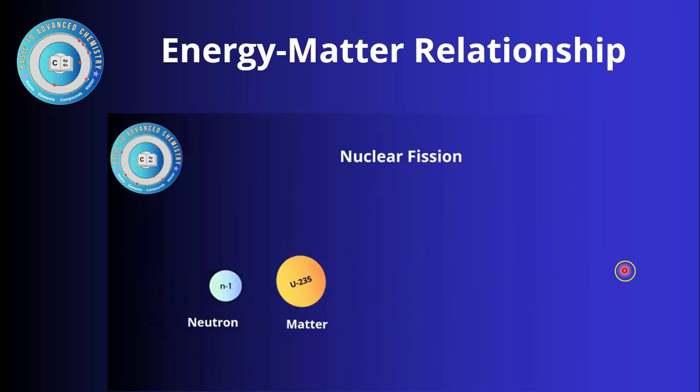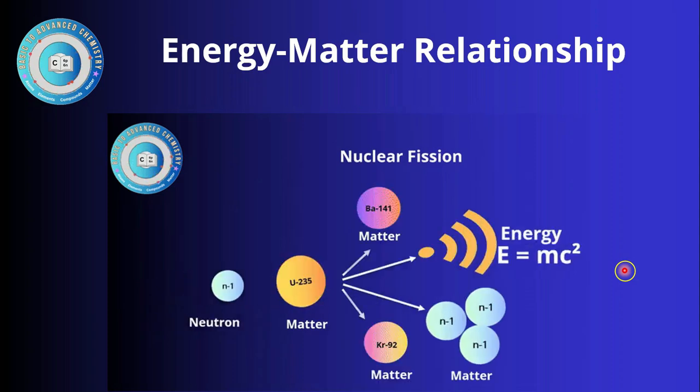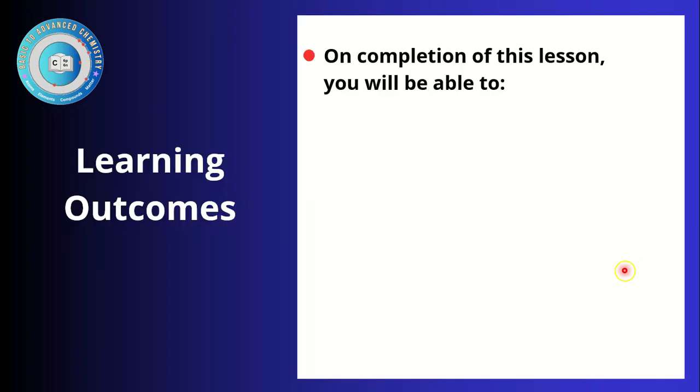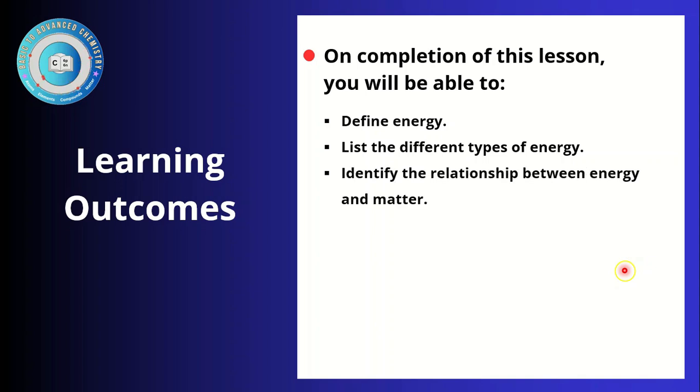In the last video, we discussed some techniques used to separate homogeneous mixtures such as distillation, evaporation, chromatographic and recrystallization techniques. Today, we will learn a lesson on the energy-matter relationship. On completion of this lesson, you will be able to define energy, list the different types of energy, and identify the relationship between energy and matter. Let us start the lesson from energy.